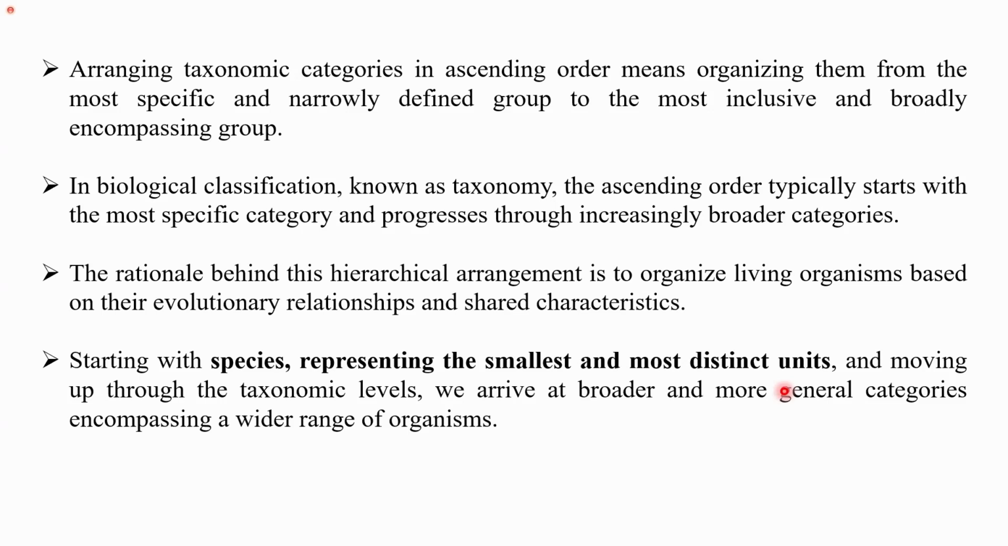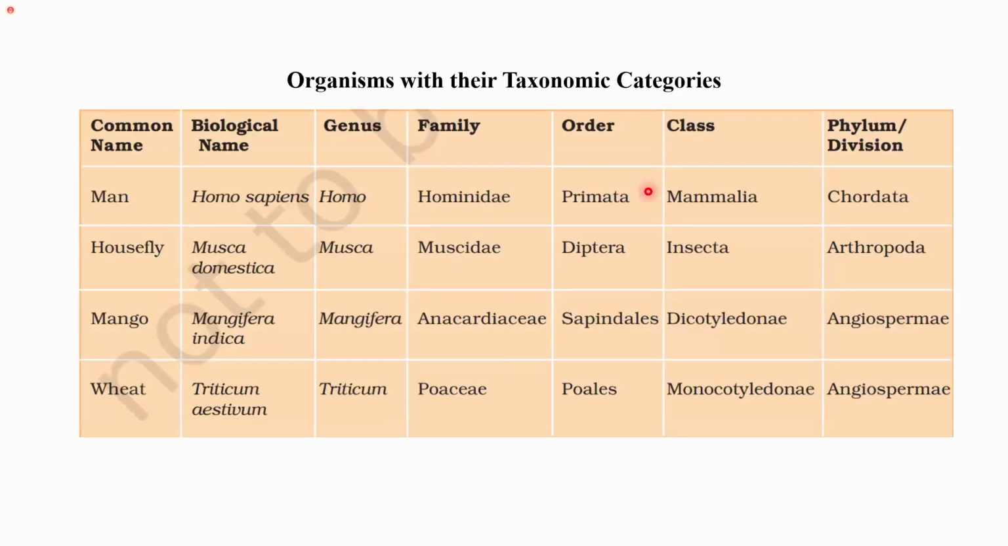It is the most distinct unit, and moving up through the taxonomic levels, we arrive at broader and more general categories encompassing a wider range of organisms. So this is the basis for the taxonomical classification. This is what I mean by the ascending arrangement of the taxonomic categories, that is, from the species to the kingdom level. These are certain examples mentioned in the NCERT, the organisms with their taxonomic categories.